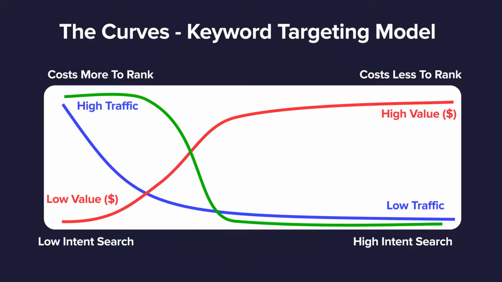When we put these three curves together, what we end up finding is that there's a sweet spot right in the middle, just at the point where the competition is reasonable, the traffic is kind of there, and also the intent, so the desire for them to transact with you on a commercial level, they actually have a good level of intent and they're going to spend money with you. And that's really the sweet spot right in the middle there.